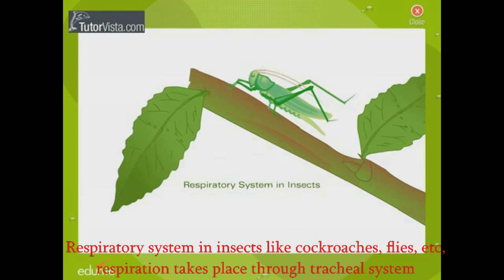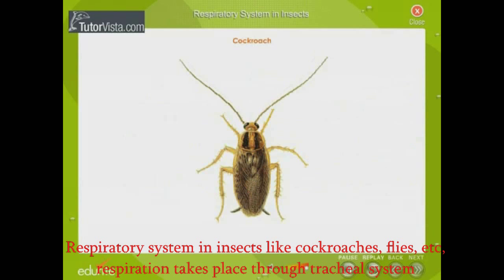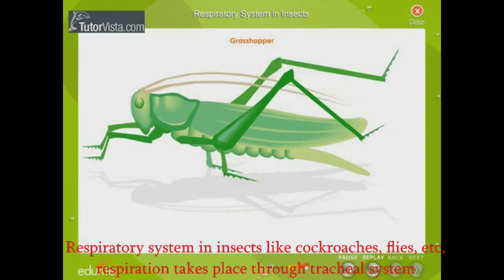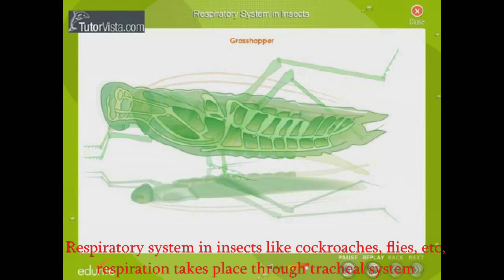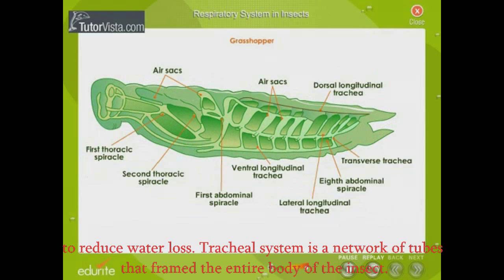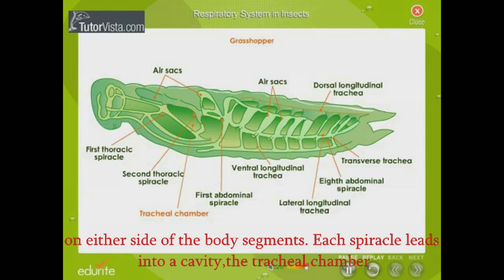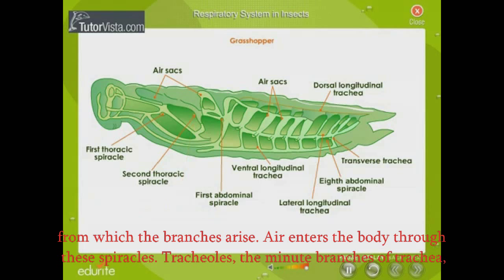Tracheal system in insects. Respiratory system in insects, like cockroaches, flies, etc. Respiration takes place through tracheal system to reduce water loss. Tracheal system is a network of tubes that frame the entire body of the insect. The trachea is open to the exterior through microscopic pores called spiracles, which are arranged on either side of the body segments. Each spiracle leads into a cavity, the tracheal chamber, from which the branches arise. Air enters the body through these spiracles.